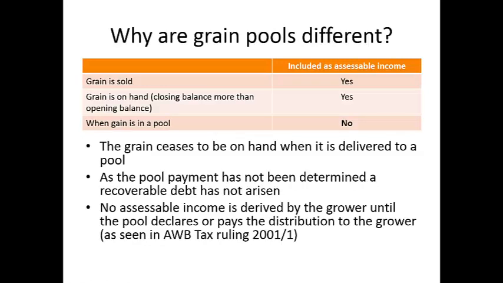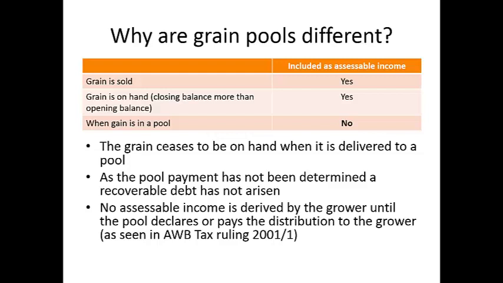When grain is sold during the year, say at harvest time in November or December, the income from that grain is clearly assessable in that income year. When grain is on hand at the end of the income year, so it's unsold, as we mentioned before, there will still be some income disclosed in the grower's tax return at its closing stock value. However, when the grain is put into a grain pool, it's somewhere in between.